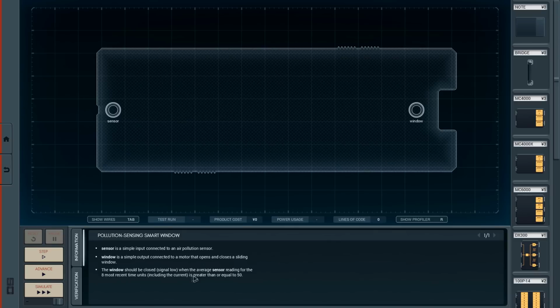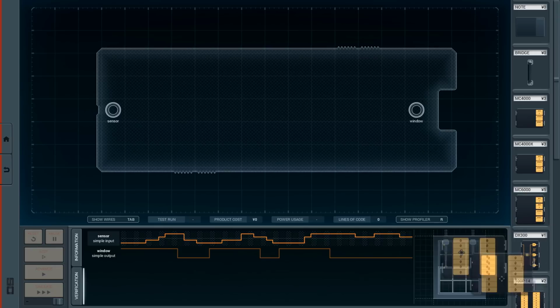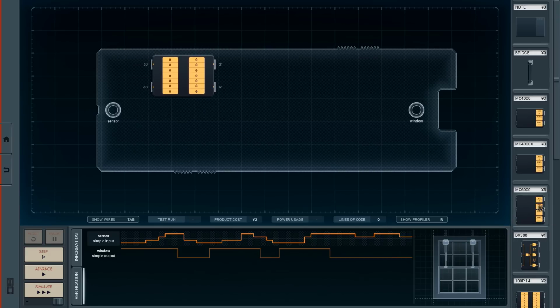The window should be closed when the average sensor reading for the 8 most recent time units is greater than or equal to 50. And I don't know, this may sound... I'm sorry, I'm laughing here. This is hilarious. It's a nerd thing. So this algorithm where you have a running average over time is called a sliding window. And so we're going to use a sliding window algorithm to control a sliding window. And this is so nerdy, I'm sorry, but I'm beaming from ear to ear because I find it quite amusing.